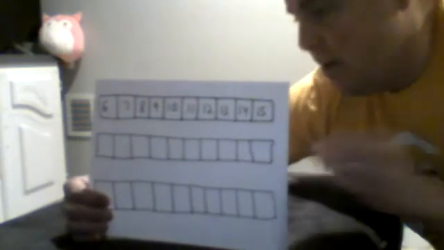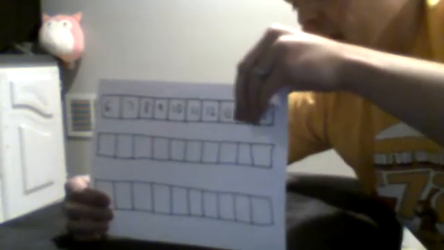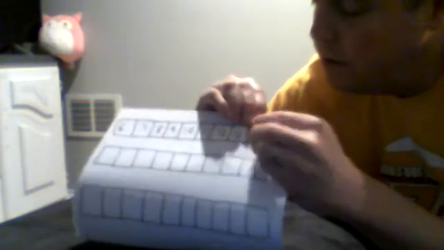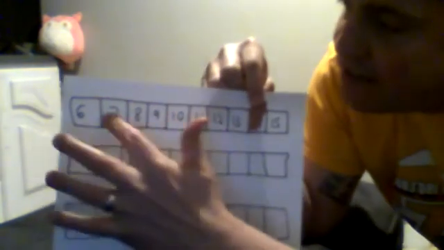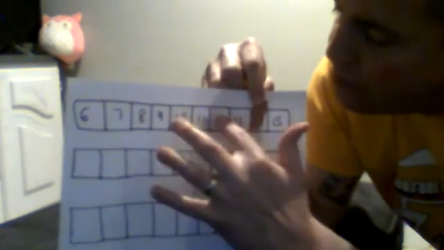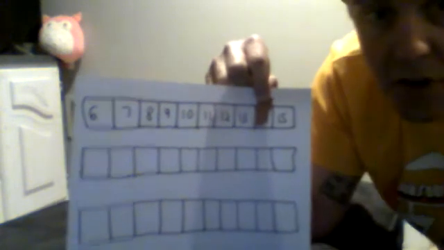So what I would do is, somebody at home could cover up a number right here. Like I'm going to cover up right there. Okay, so you can't see that number. So what I have is 6, 7, 8, 9, 10, 11, 12, 13, blank, 15. Show me what's missing.